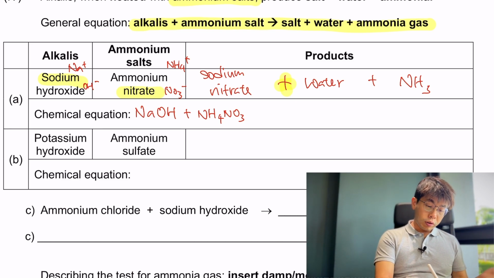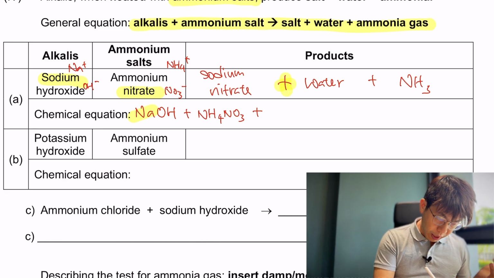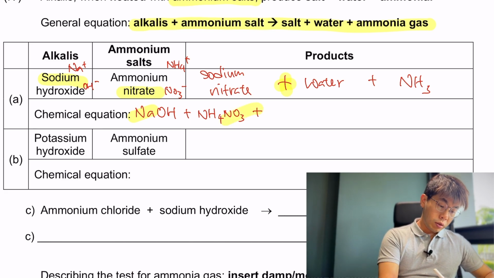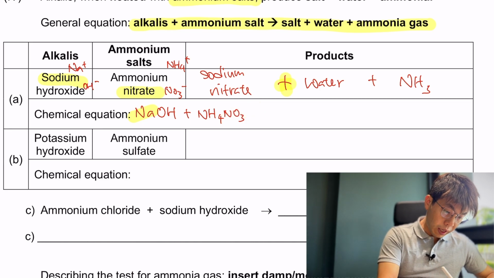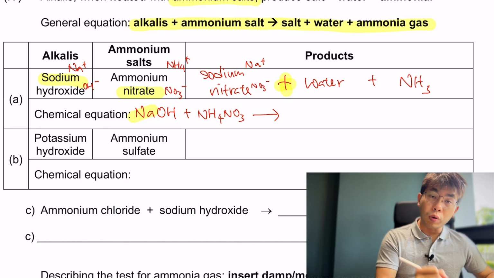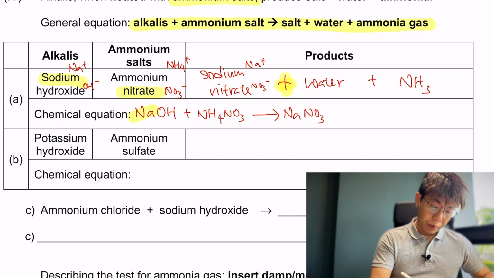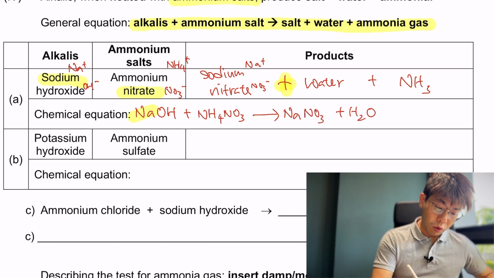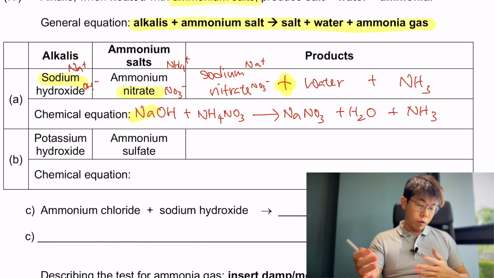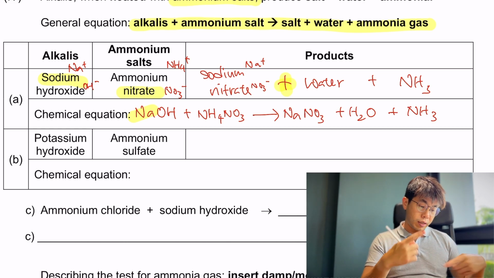I'll form the salt, which is basically taking the metal from the alkali and the anion from the ammonium salt. So I will get sodium nitrate: Na+, because group 1, and nitrate, which you must remember is NO3-, so it's NaNO3, plus water H2O, plus ammonia gas NH3. Now I need to check whether it's balanced, and it looks like it's balanced. Okay, let's try another example.